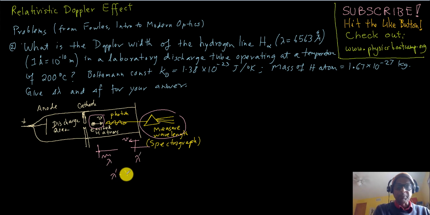So what's the relationship between lambda prime and lambda? That's the question here. Because we can find the v, and if you know the formula for how to get lambda prime from lambda, we can do this. So basically all of these problems hinge on finding that relationship from the other slide.